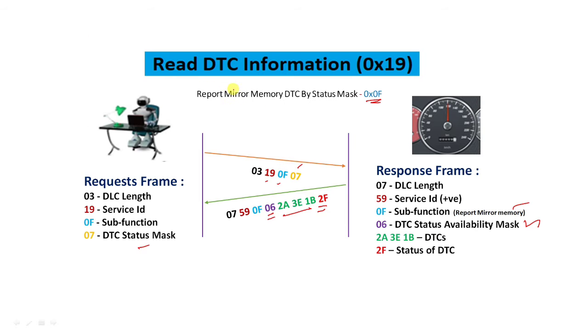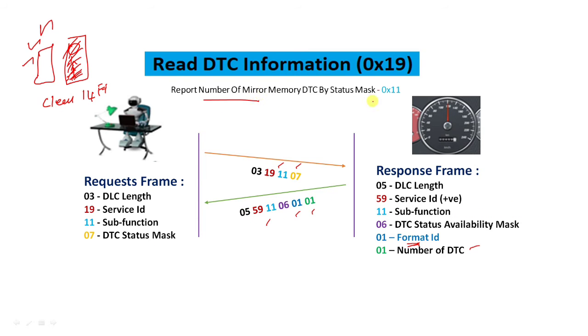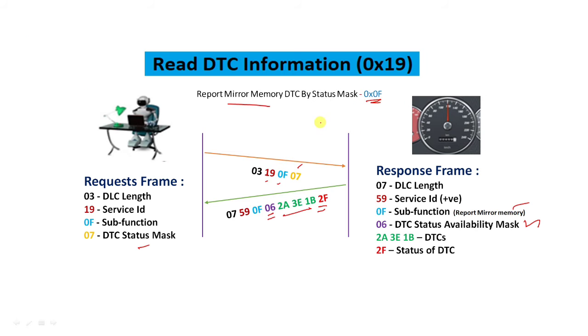memory DTCs. That's it. Here, only the number of mirror memory DTCs is reported by 11, and using 0F we can retrieve which mirror memory DTCs exist. All right, so 0F is the subfunction, then 07 is the same DTC mask. Here also we are requesting with the DTC mask, and here 06 is the DTC status mask availability, then this is the status of the DTC.